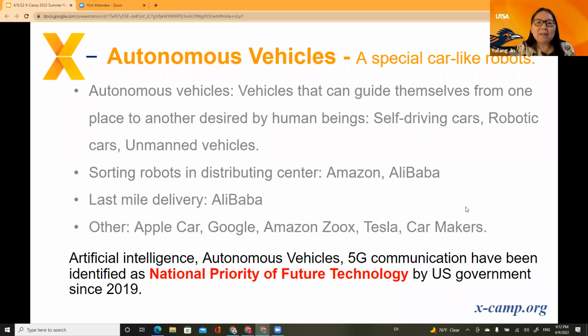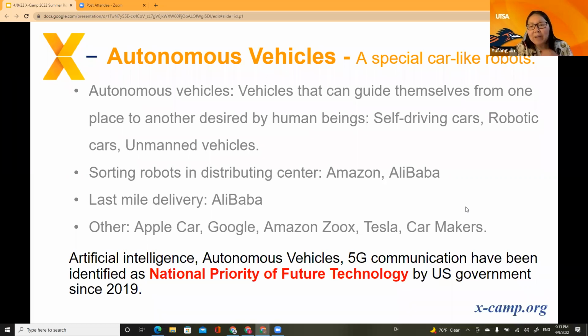Another thing I want to say is, besides the autonomous vehicle, you can also see the sorting robots in distribution centers. For example, if you go to the warehouse of Amazon and Alibaba, you can see there are all kinds of sorting robots there. Alibaba has also introduced the last mile delivery autonomous vehicle. They have a very good practice in Zhejiang University in China. That vehicle can even interact with people.